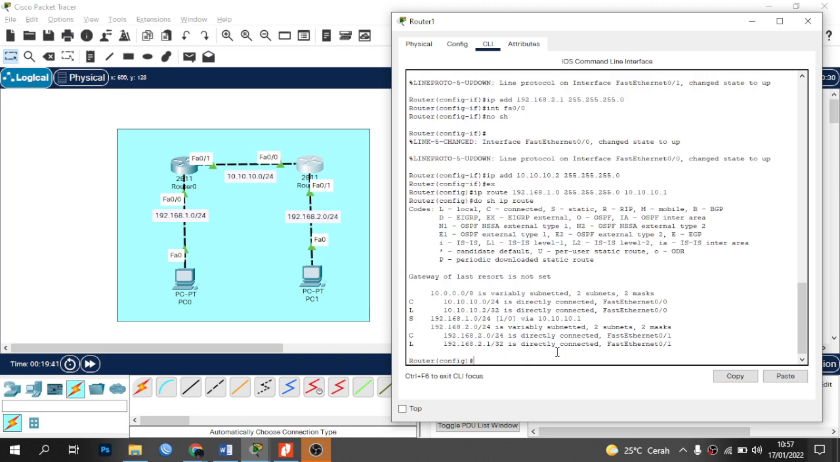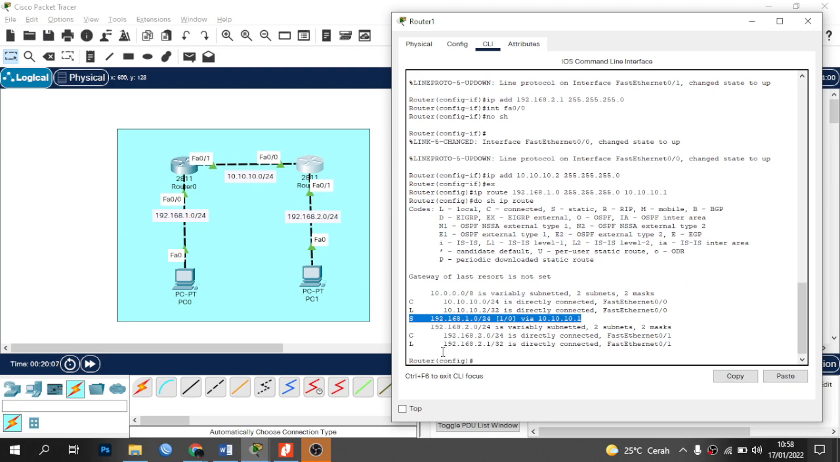Okay, now on router 1, do sh ip route. Okay, now you can see there is a symbol S. There is writing like this. This means that router 1 can access the network 192.168.1.0 via 10.10.10.1.